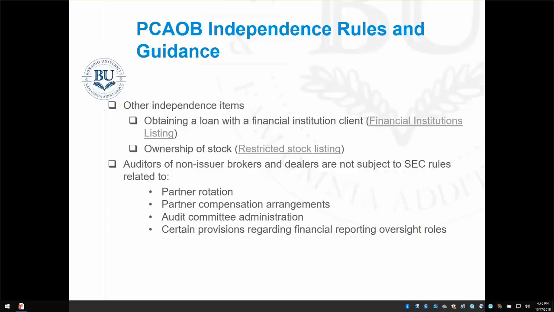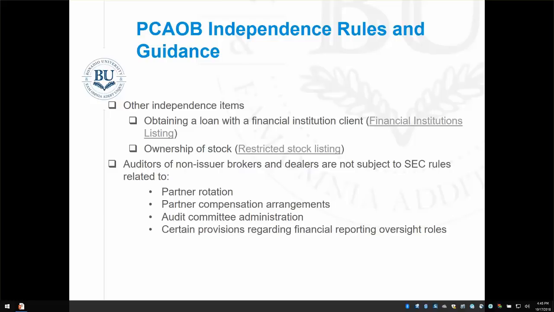Also, owning a share of stock, even one share, will impair the firm's independence as it relates to that engagement for any SEC registrants, as well as any non-SEC registrants, non-issuer clients, but that's something to point out. Now, SEC independence rules for non-issuer broker-dealers. I think our two broker-dealers are deemed non-issuer clients. As a result, partner rotation, partner compensation arrangement, audit committee administration, and certain provisions for financial reporting oversight roles regarding tax services performed, a lot of those specific rules we as a firm are not subject to from an SEC perspective.